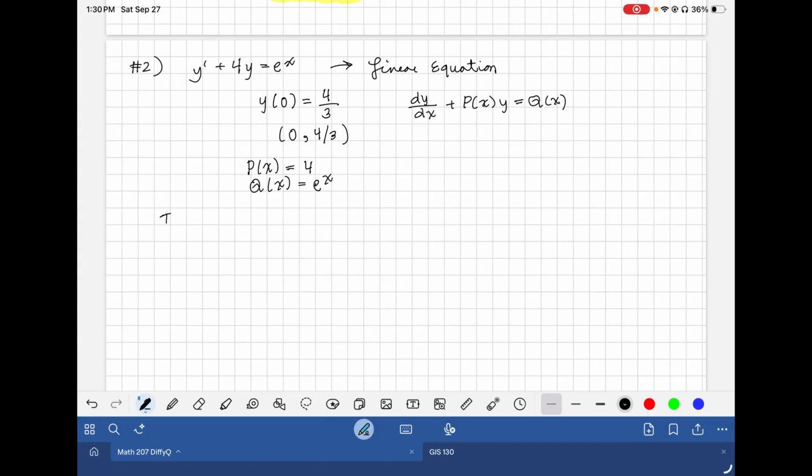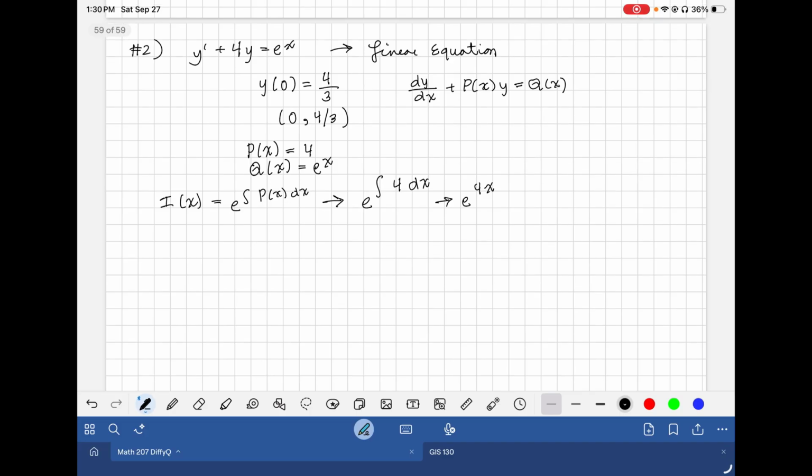And then to find the integrating factor, I'm going to write that as I of x. That's going to be equal to the exponential of the integral of p of x dx. And so we can fill those numbers in, and it's going to be 4 dx. And so that is just going to give us e to the 4x.